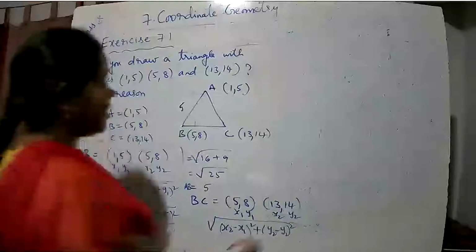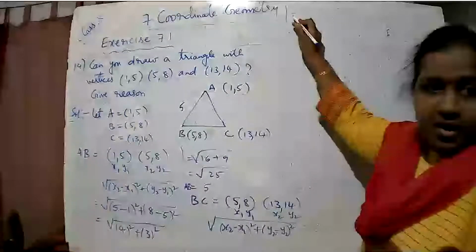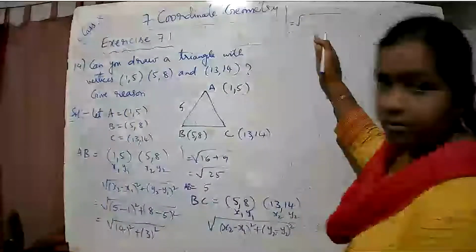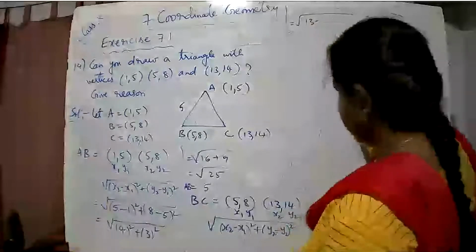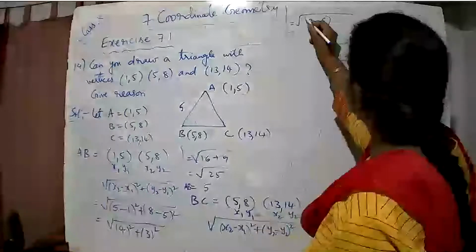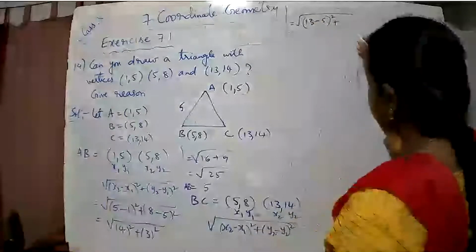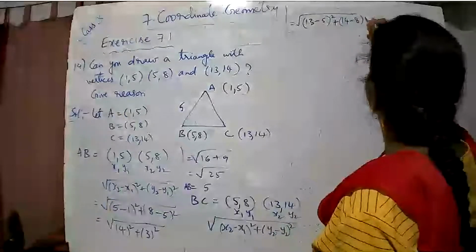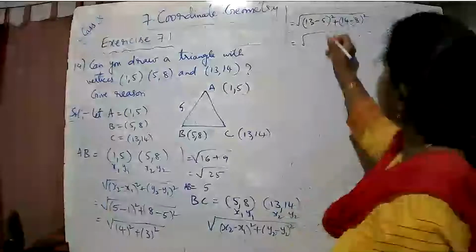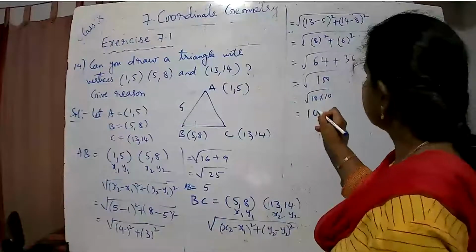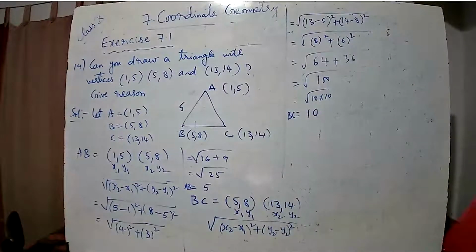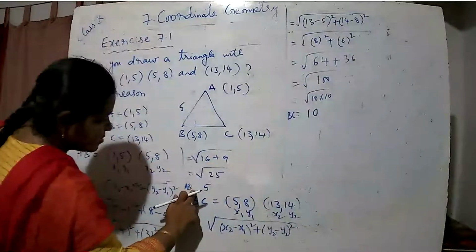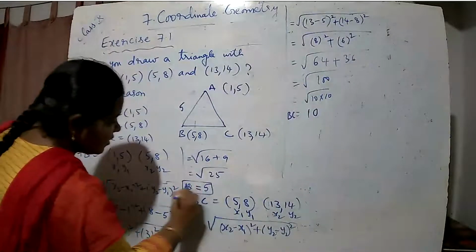I'll write one more step here. So that is equal to square root of, can you see it? x2 is 13 minus x1 is 5 whole square plus y2 is 14 minus 8 whole square. So this is 13 minus 5 is 8, 8 square. BC is equal to 10 units. Okay. So we got AB is equal to 5 now. Write this in brackets. AB is equal to 5 and BC is equal to 10.